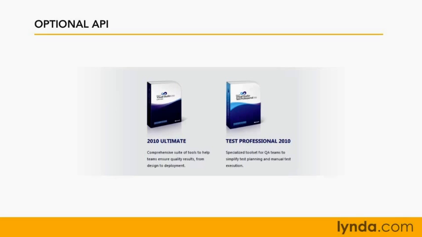The Test Professional version is targeted at your QA team. It contains test planning and test tracking workflow tools. It also includes manual testing tools and works with the new IntelliTrace features, which I cover in the debugging chapter.